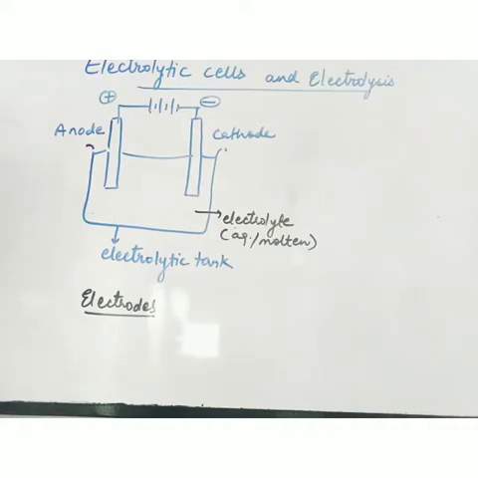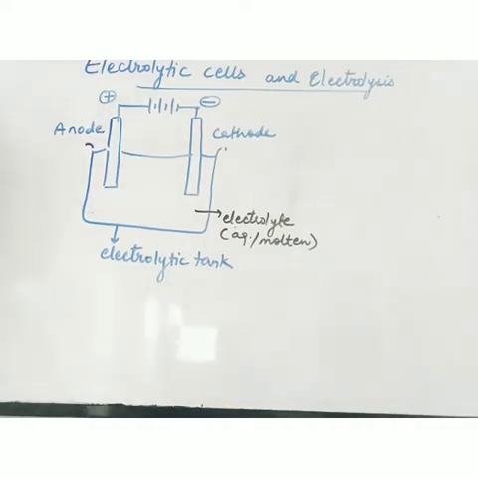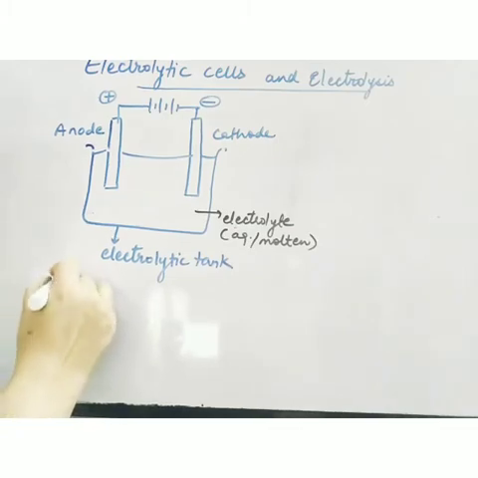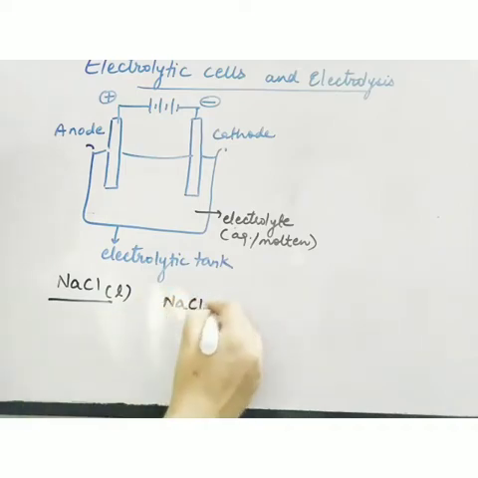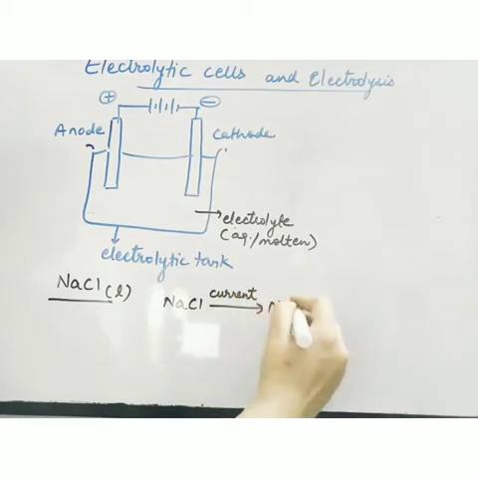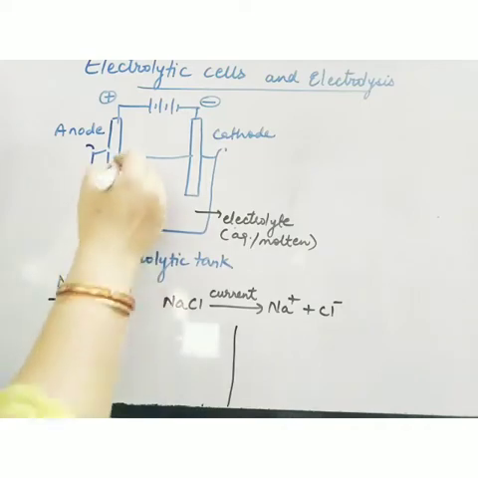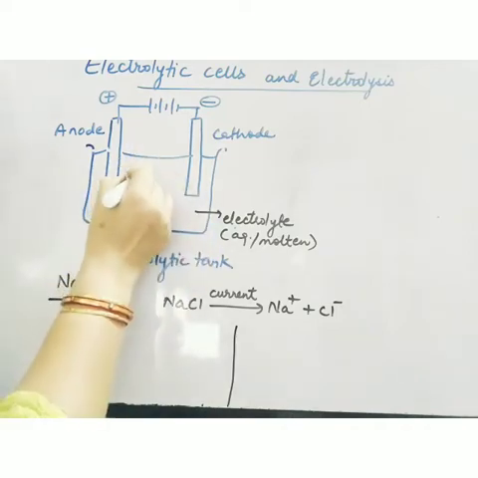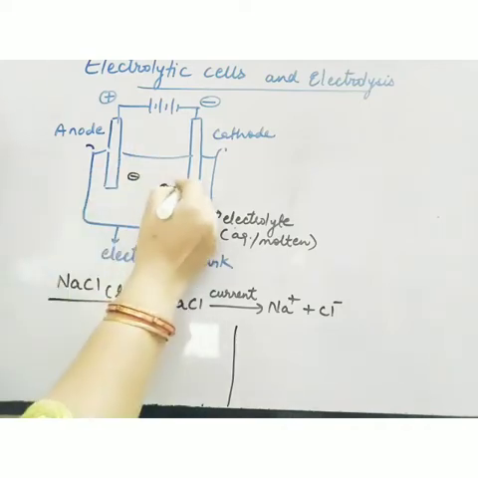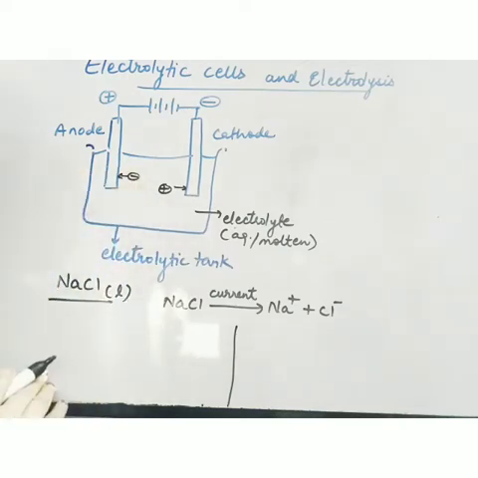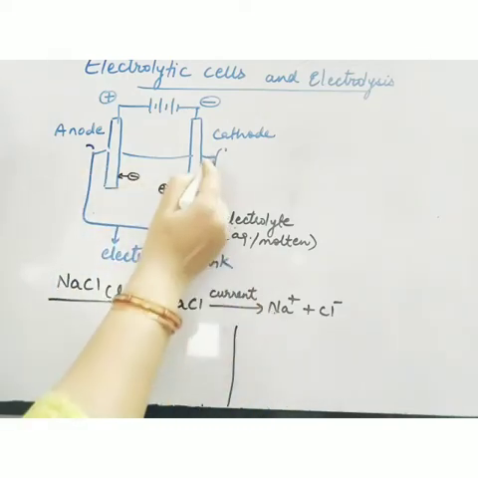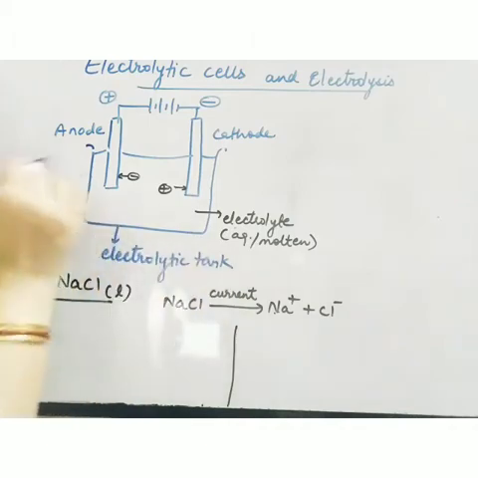So let's see how it happens. Here I am taking the example of molten NaCl, the electrolysis of molten NaCl. When current is passed here, what will happen? It will dissociate into ions. Both positive and negative ions are formed here, and these ions will move towards the opposite rod. The positive ion will move towards the cathode and the negative ion will move towards the anode.